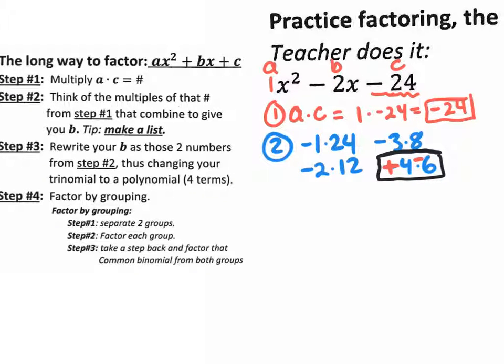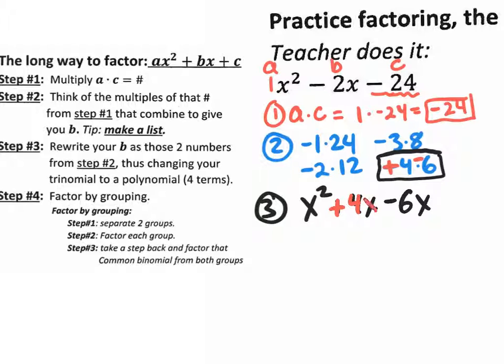Step 3, this is the confusing part. Rewrite your B value, rewrite this middle term as these two numbers from step 2, thus changing your trinomial to a polynomial of 4 terms. So I want to rewrite the whole thing. Here's step 3. My first term is x squared. My second term, instead of negative 2x, I'm going to write that negative 2x as positive 4x minus 6x. Let me do it in a different color so you guys could see.